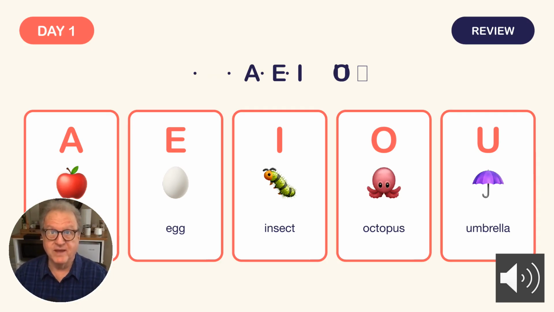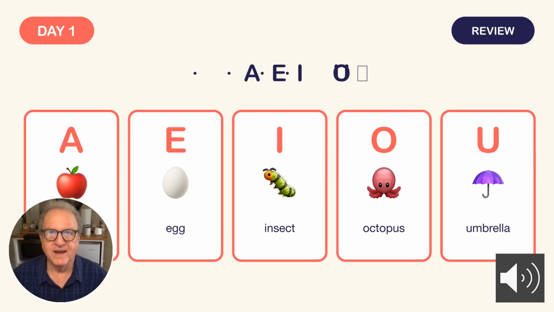So here are the letters again, and let's take a look at these letters. Tell me, what is the sound of this vowel? What is the sound of this vowel, the I? What is the sound of the I vowel? It's I, like in insect. I, like in insect. Insect. How about you? Like in umbrella. What's that sound? Can you hear it? Umbrella.